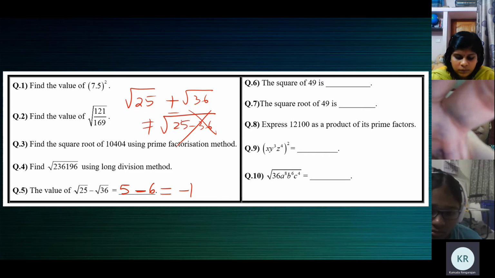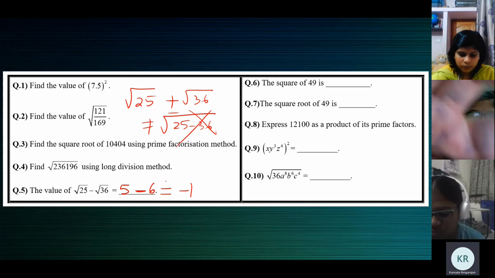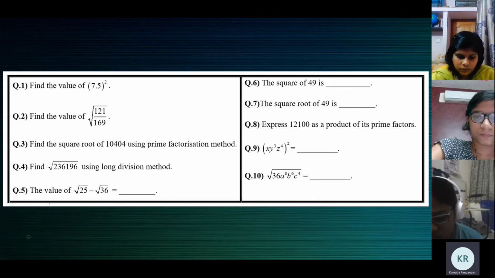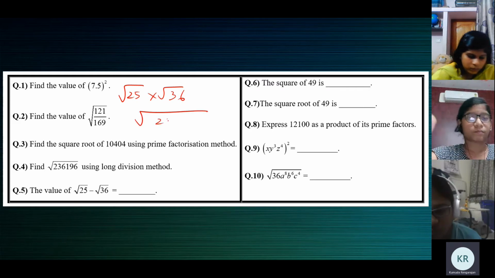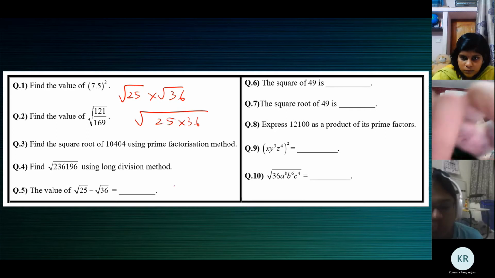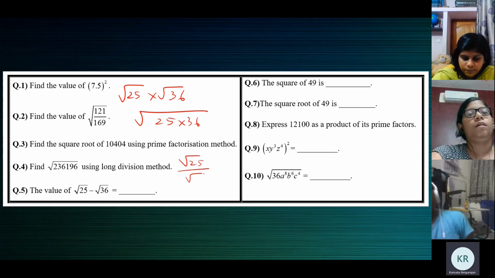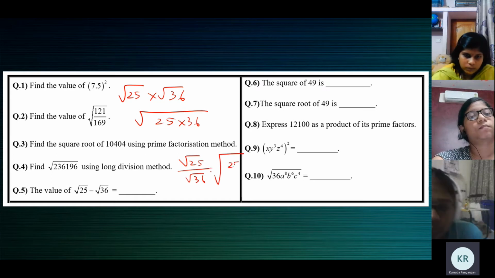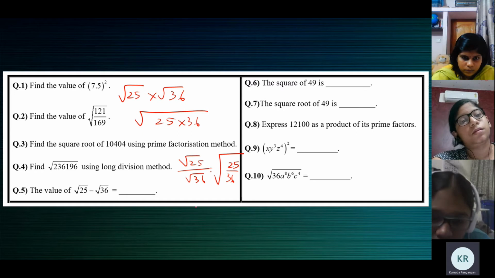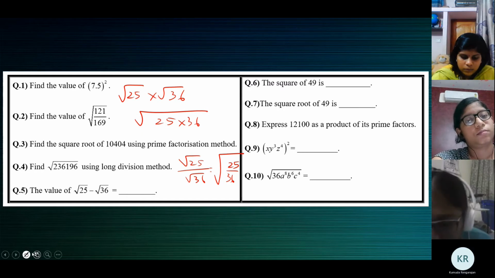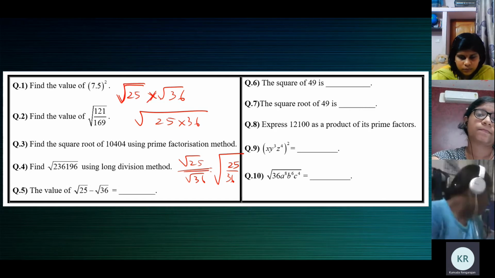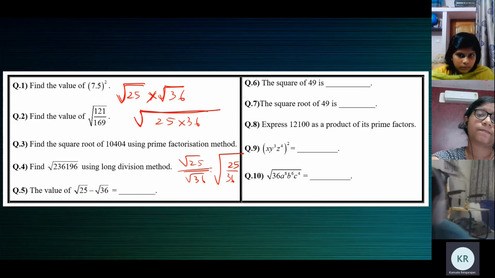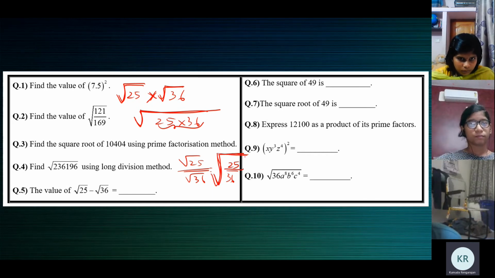Whenever it is addition or subtraction, it's different. If it's multiplication, you can multiply. For example, if it was square root of 25 into square root of 36, then you can write it as square root of 25 into 36. If it is square root of 25 divided by square root of 36, you can write it as square root of 25 by 36 like this. But addition and subtraction, you cannot combine. In multiplication and division, if they are under different square roots, you can put them under the same square root and multiply, and you can put them under the same square root and divide 25 by 36 like this.